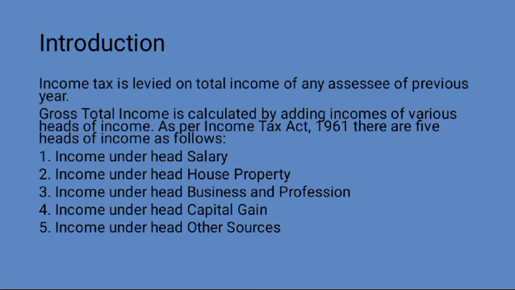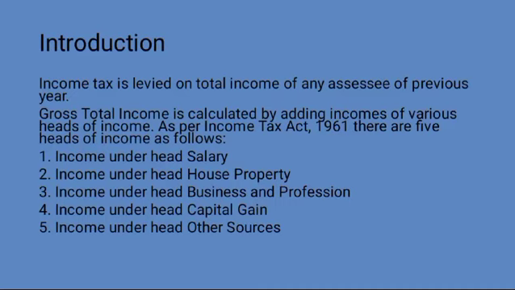Next head we have house property. Income earned by individual mainly through rent by letting out his property is covered under this head. Then under business and profession, business basically means activity of purchase and sale of goods with the intention of making profits. Any profits earned under the business are calculated under this head. Profession is occupation that requires intellectual skills. For example, a doctor, a lawyer. So fees charged by doctor, lawyer as per his profession are calculated under this head.